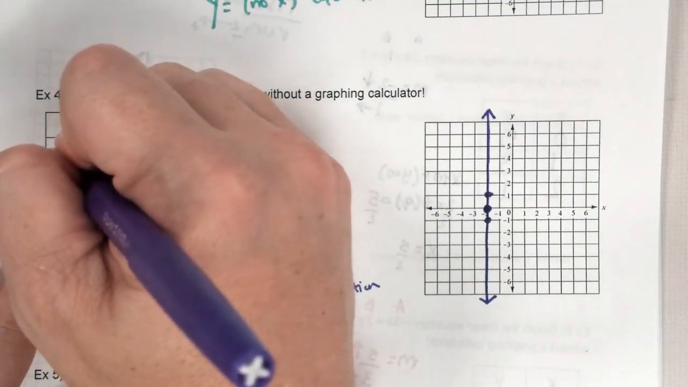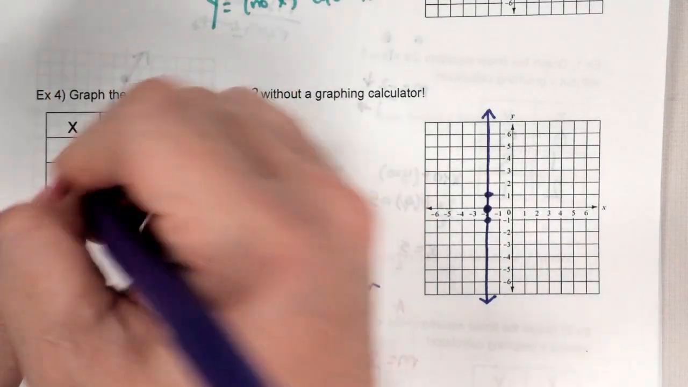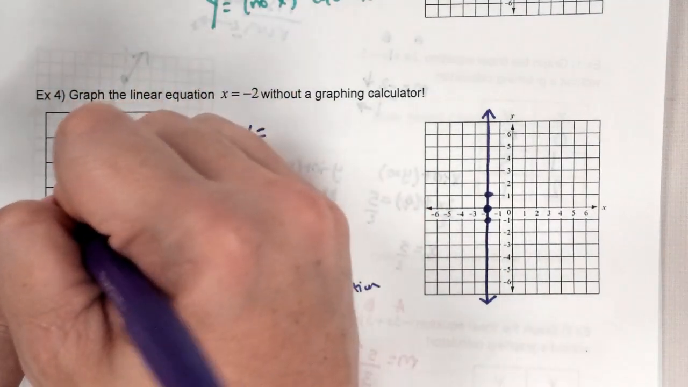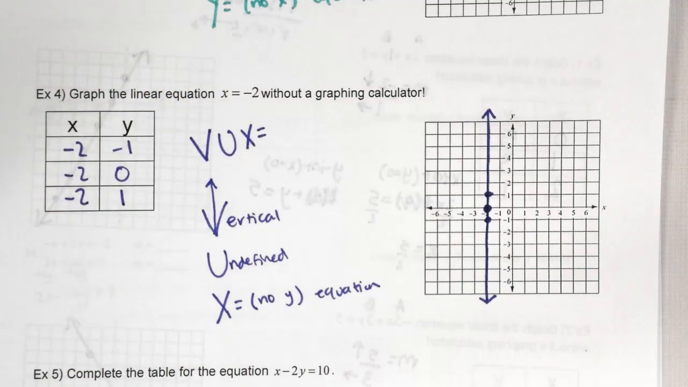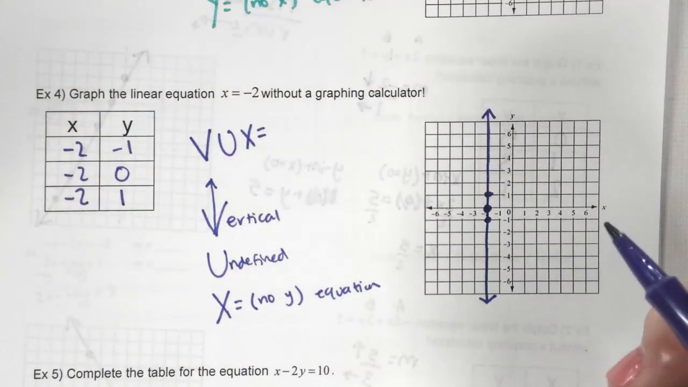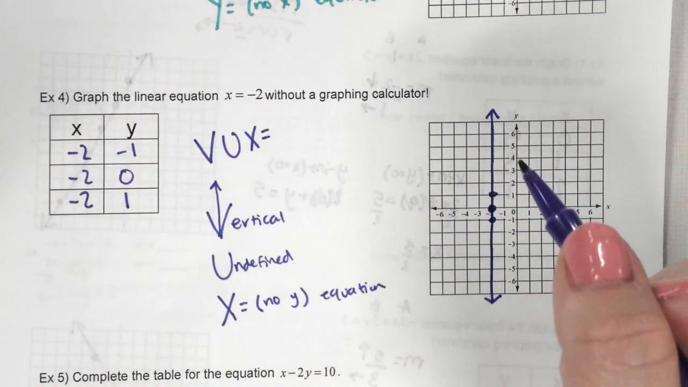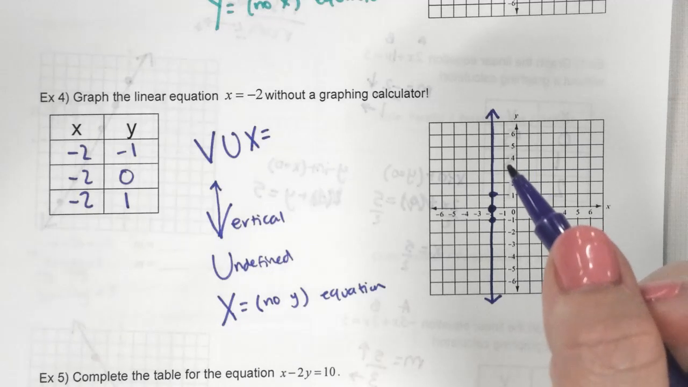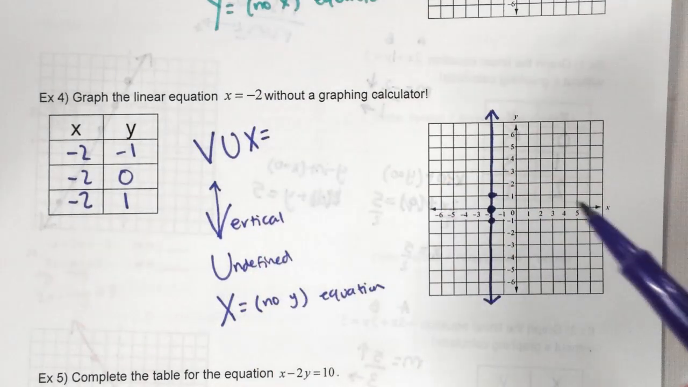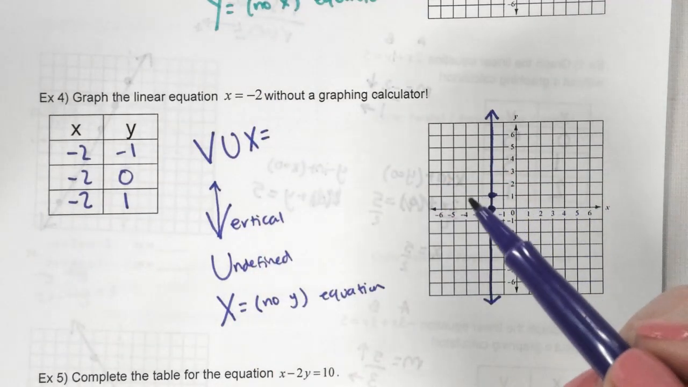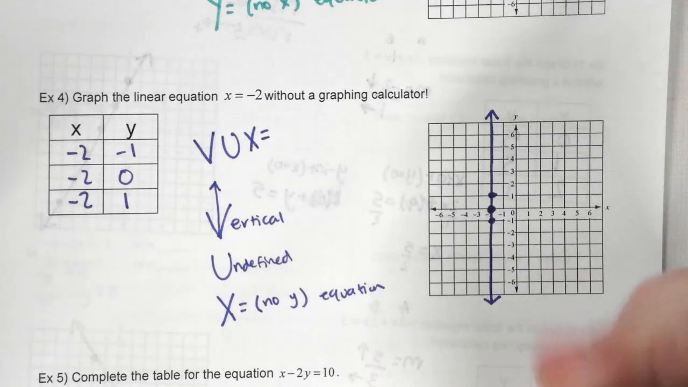So I have (-2, -1), (-2, 0), and (-2, +1). Those are just the 3 points I picked. You could have picked any point. And what do we notice about x? They're all -2. And that's what my equation was. Any questions with those two special cases? We like those. Those are quick and simple to graph.